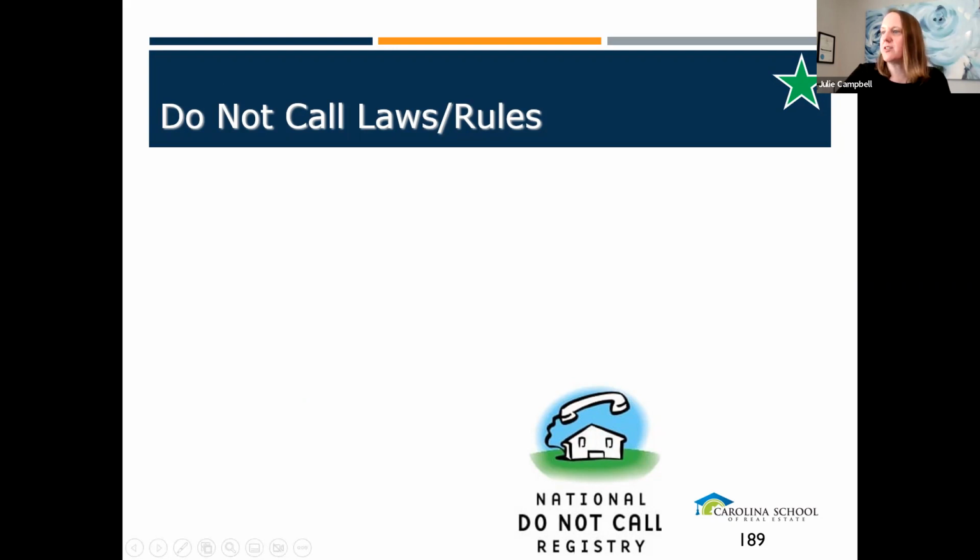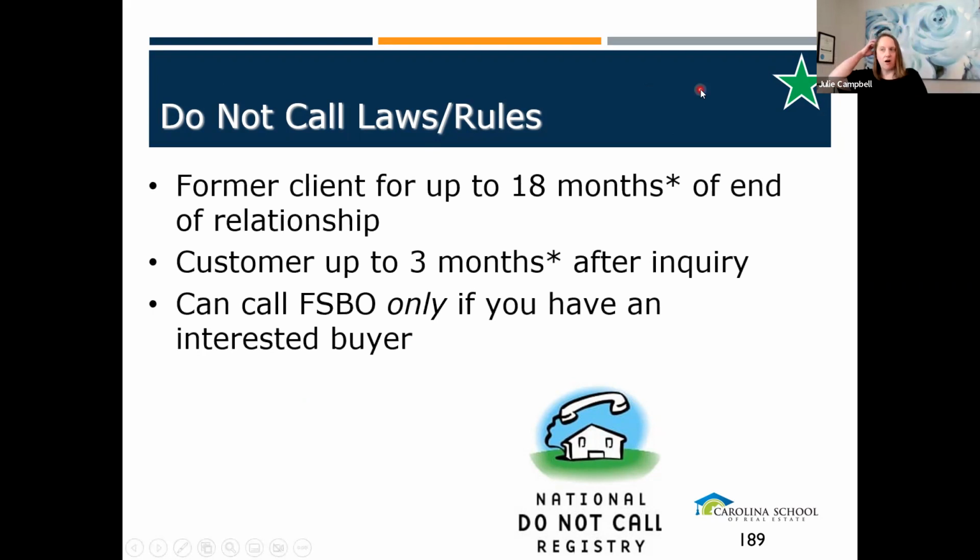Most good rules have exceptions, and this one is no different. There are a few exceptions to the do not call. If it's a former client, you previously had an agency relationship with them. After the agency relationship is over, you can call them for up to 18 months, or until they tell you to stop calling. If they say, stop calling me, then we need to honor that request. So former client, somebody that we previously had a business relationship with, we can call for up to 18 months.